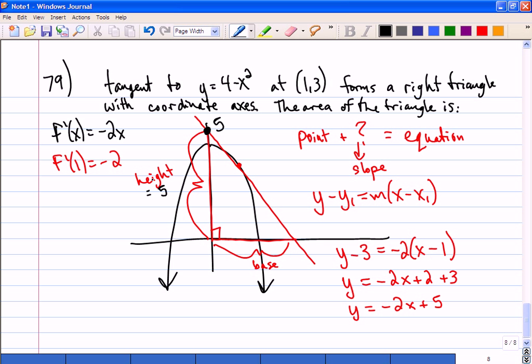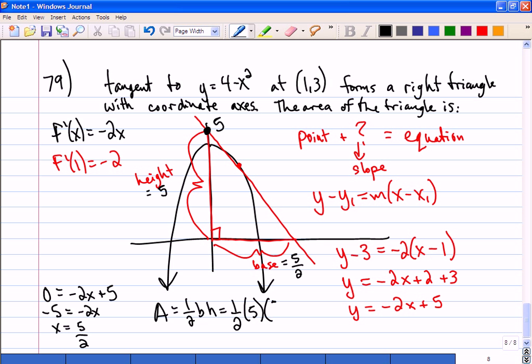How do I figure out the x-intercept? I have to put in y equals 0. So 0 will be negative 2x plus 5. So I end up with 5 over 2. So I know the base is going to be equal to 5 over 2. The area will be 1/2 the base times the height. This is 1/2 of 5 times 5/2, which is 25 over 4. And that would be E.